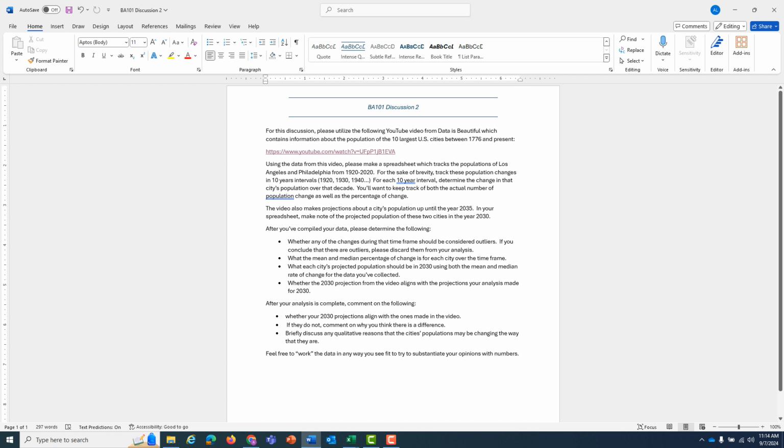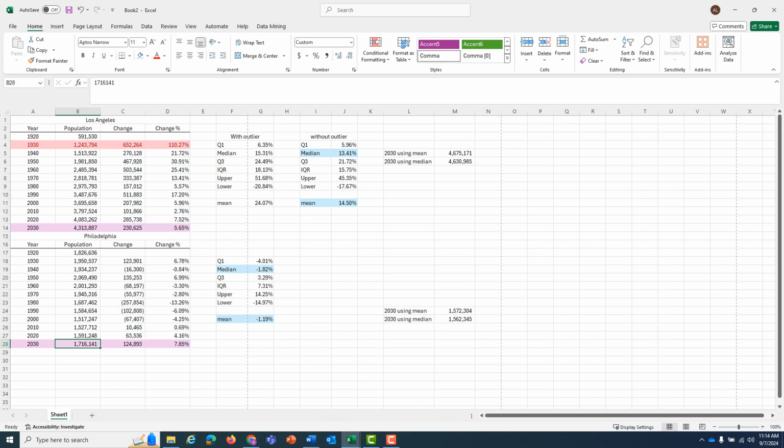And it says on the very bottom, feel free to work the data in any way you see fit to try to substantiate any opinions that you have in numbers. Look for trends, for things that just might not be right about the way that we're looking at this information. And for Los Angeles, I see one. Yes, we are coming up with a median rate of 13.4%, even if we discard that one outlier change. The mean's 14.5%, again, discarding that outlier change. Those are the numbers we have to work with.